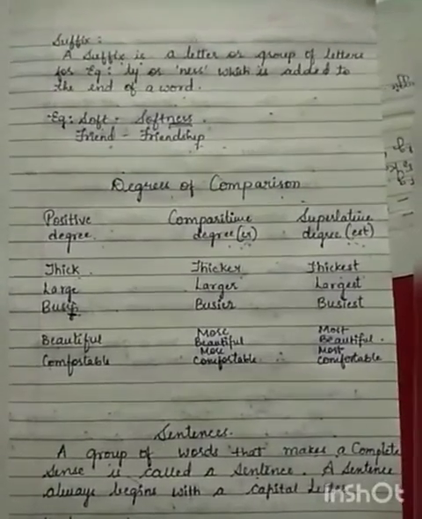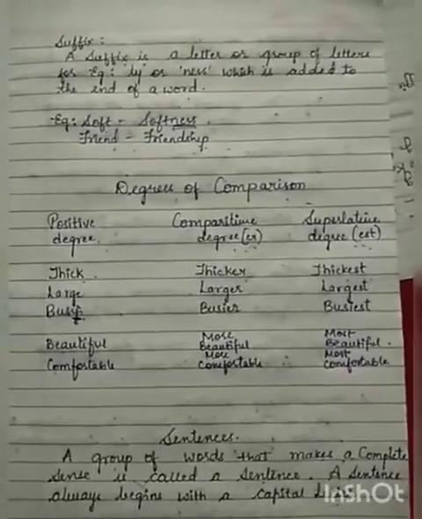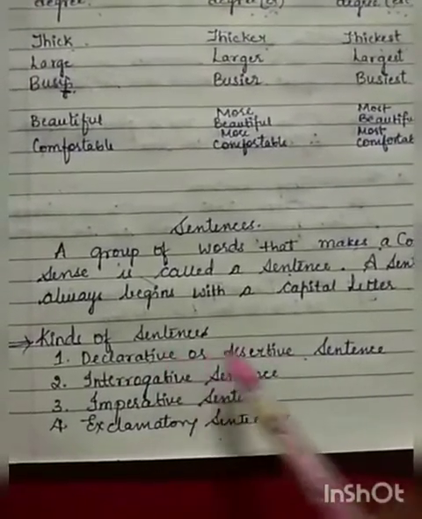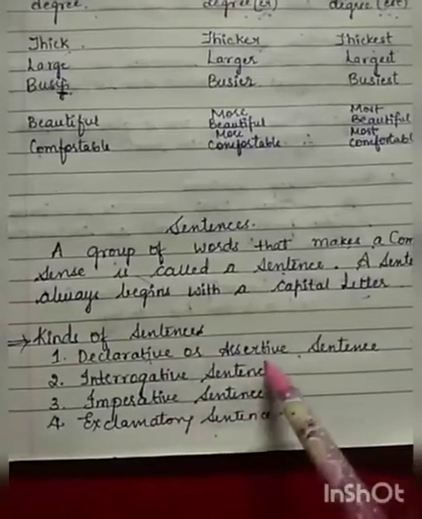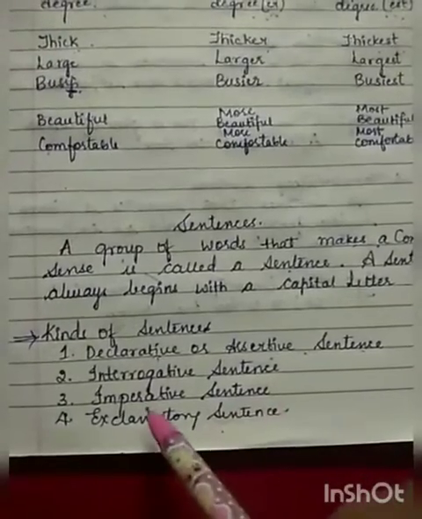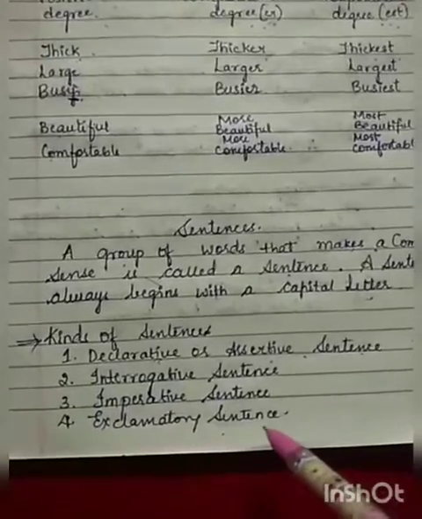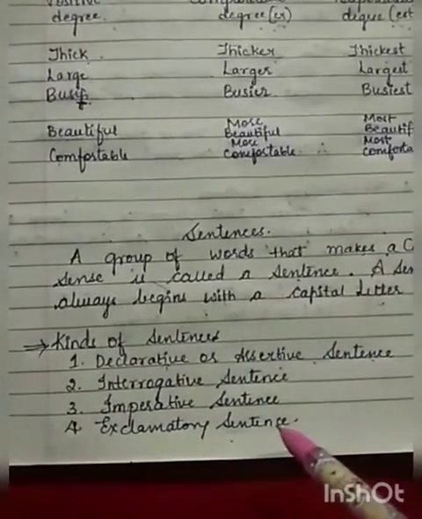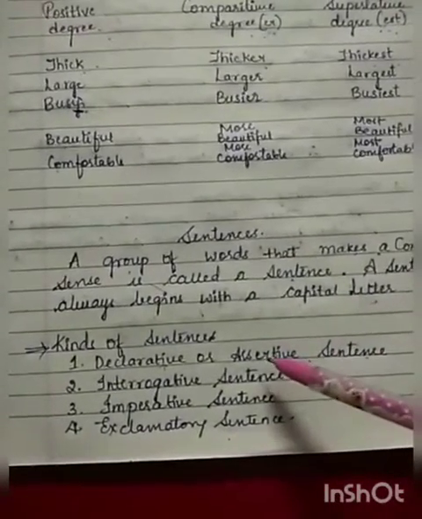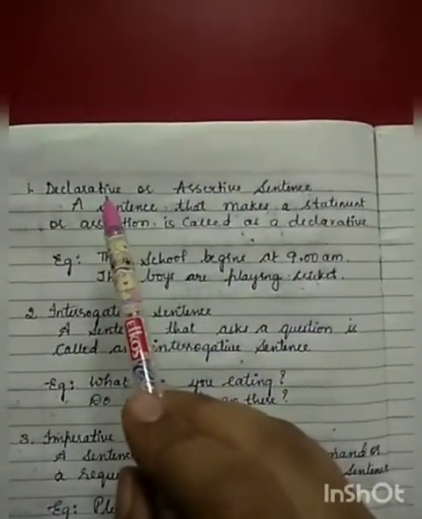In sentences we have 4 types. How many types? 4 types. The kinds of sentences: the first one is declarative or assertive, both meanings are the same. Second is interrogative sentence. Third is imperative sentence. And fourth is exclamatory sentence. Now we are going to learn one by one with examples.